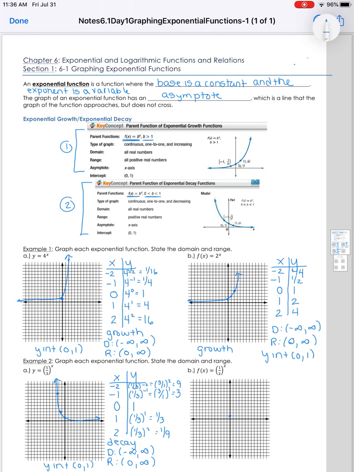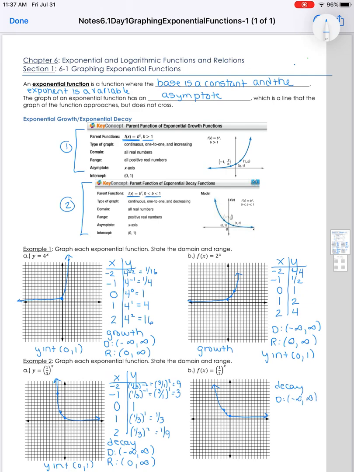You're going to get 0, 1. If you were to make yourself a chart, you're going to get negative 1, 2, negative 2, 4. And the other guys are going to be decimals down here. And the same exact information is going to hold true. It's still going to be decay.